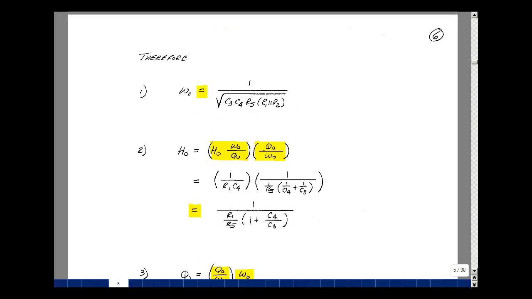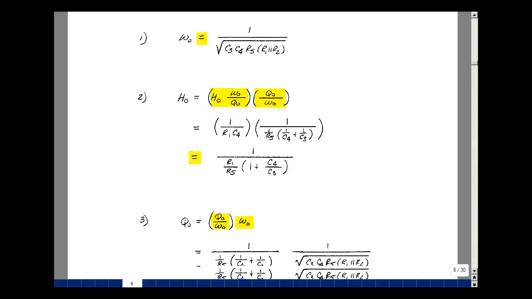The term omega naught squared was 1 over C3, C4, R5, R1 in parallel with R2. So omega naught is just the square root of that. Now the term H naught is actually in the numerator term, but there's an omega naught over Q naught associated with it. In other words, this term was equal to 1 over R1 C4 on the last page. If I can multiply by the reciprocal of omega naught over Q naught, then I'll cancel those and I'll just get H naught back. But the term omega naught over Q naught was 1 over R5 times 1 over C4 plus 1 over C3. So if I multiply this out, I'll get the value of just H naught. R1 divided by R5, the C4 and C4 cancel, I get a 1, and then C4 over C3.